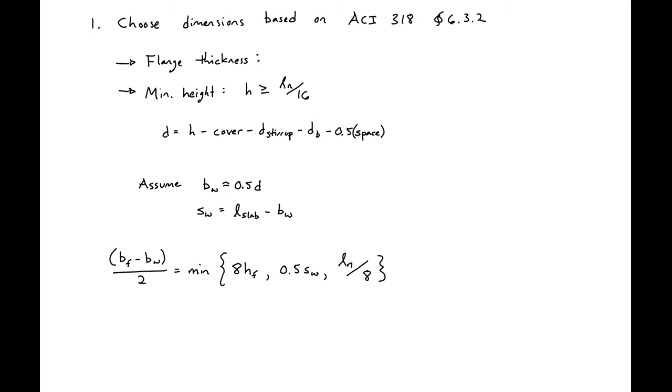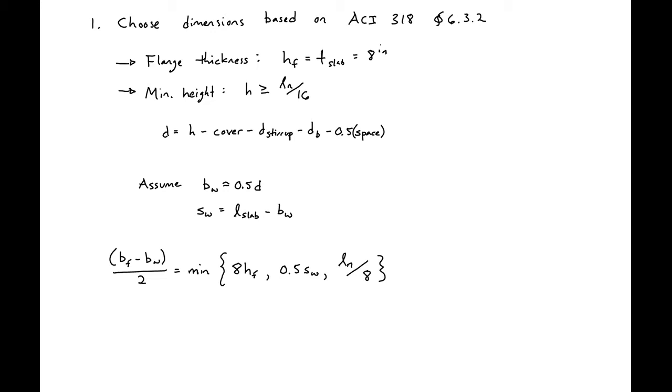Our first step is going to be to choose the dimensions of our T-beam based on ACI 318 provisions. The first thing we need to do is decide on our flange thickness. This is easy because we know that our flange is equal to our slab thickness, which we would have found in our slab design to be 8 inches. We were given that in this example.